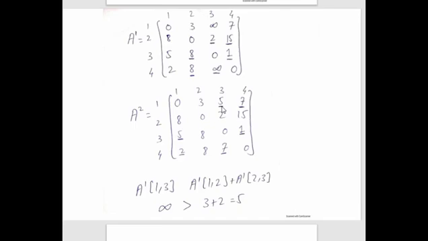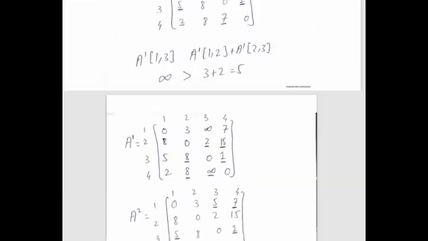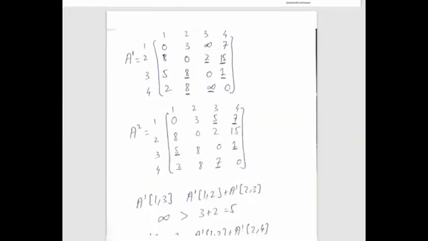Now again we will do the same to find out the next value, that is 1 to 4: A1 of 1 to 4 versus A1 of 1 to 2 plus A1 of 2 to 4. Check the cost of the distance in A1. 1 to 4 is 7, 1 to 2 is 3, and 2 to 4 is 15. Add these both. Which one is the smaller one? This is the smaller one. Write it down in matrix 2 at the distance 1 to 4.